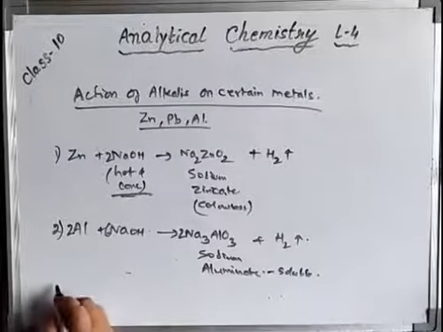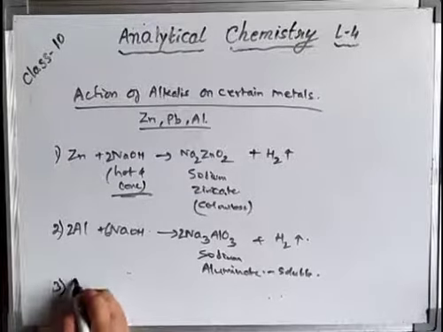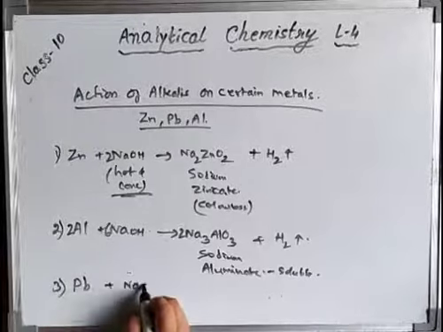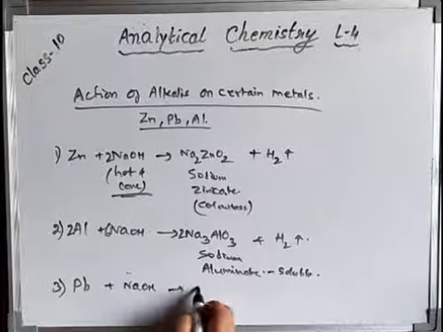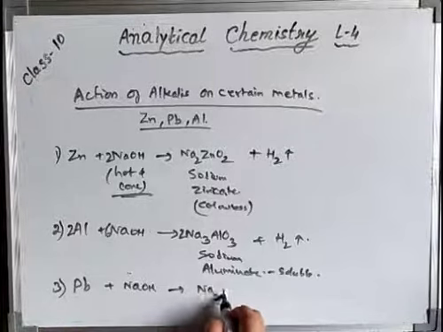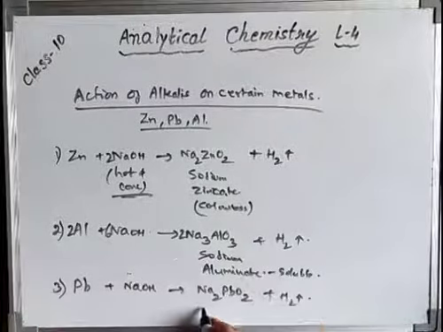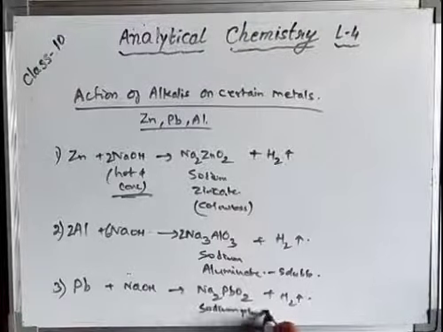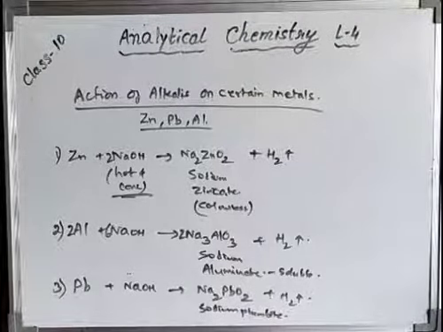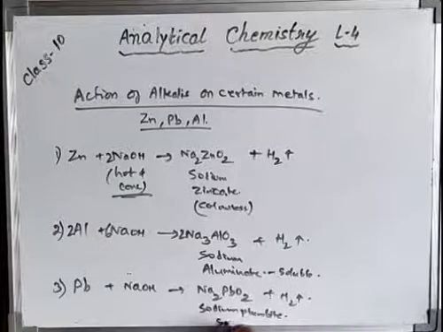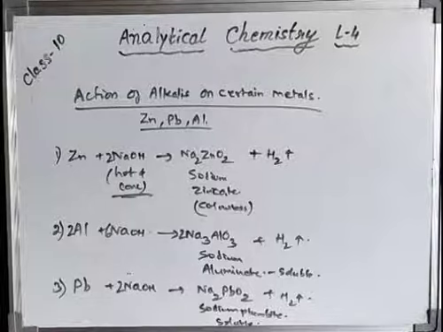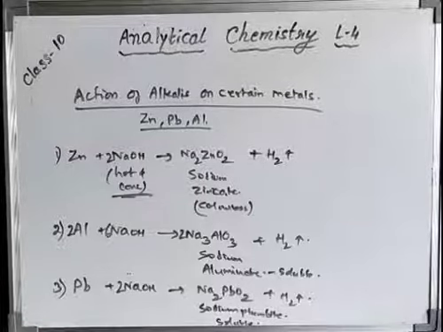The next one we can do with the third metal, that is lead. Lead can do the same thing. Pb plus NaOH gives Na2PbO2 plus H2, sodium plumbite. Students, you have to remember all these names because these form complex salts, not normal salts, and all are soluble. In this way we see that these are special types of metal. Alkali reacts with these metals and gives the respective complex salt, and hydrogen gas is liberated.